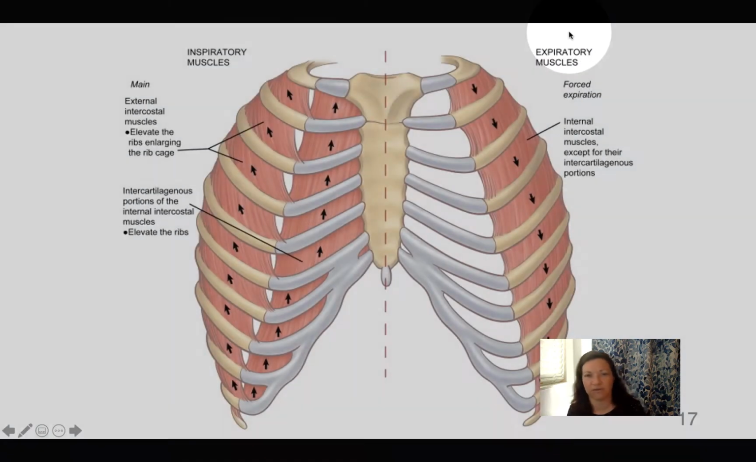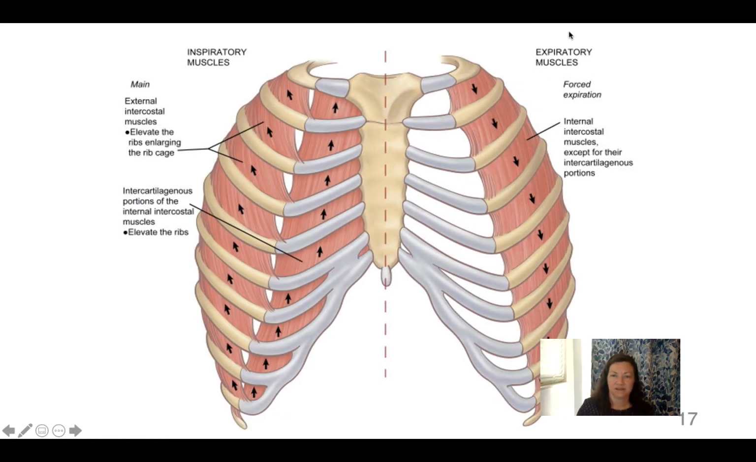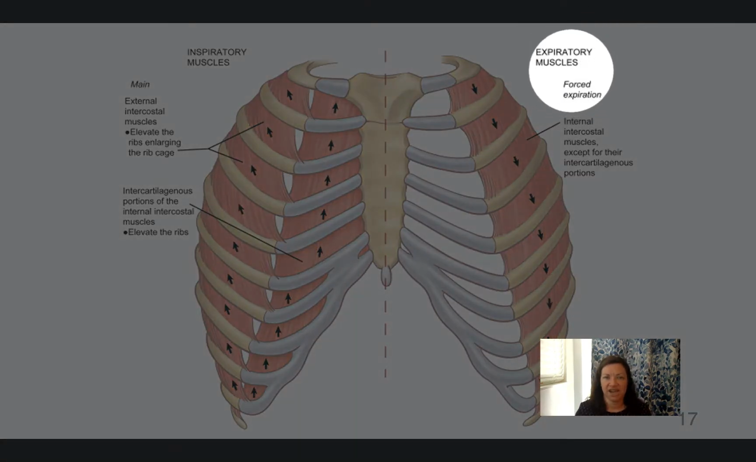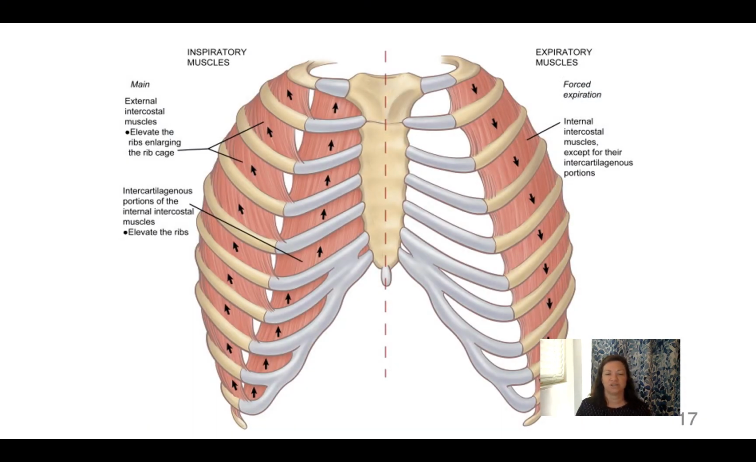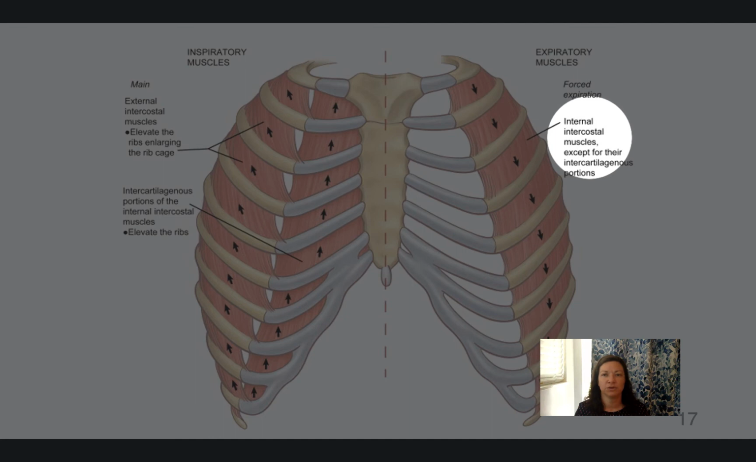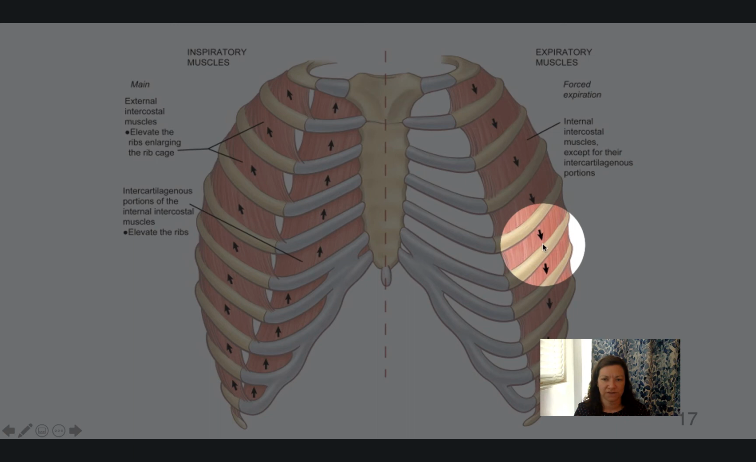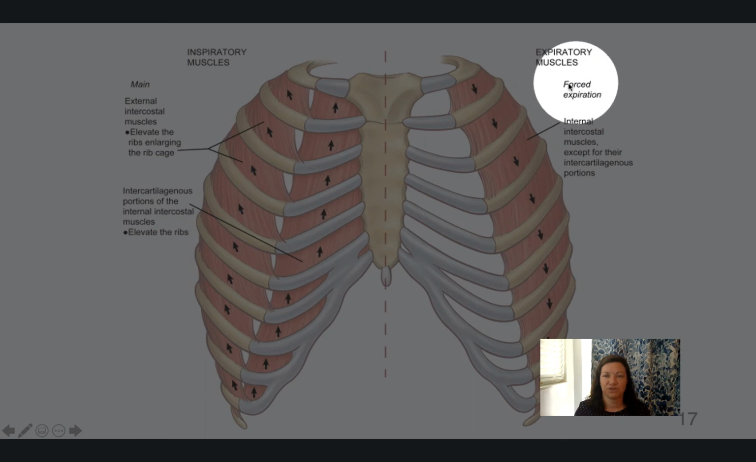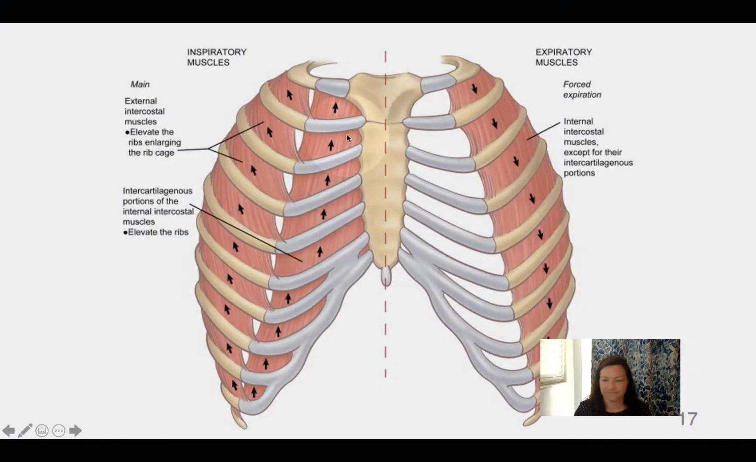On the other side of the equation, if we think about expiration, so reducing the volume of the thoracic cage, and again, this would be forced, not quiet expiration, so intentional expiration, you're recruiting the internal intercostals, and only the bony portion of them act in this direction. So the bony portion of the internal intercostals, which is of course located more laterally on the thoracic cage, contributes to forced expiration, whereas the cartilaginous portion contributes to inhalation.